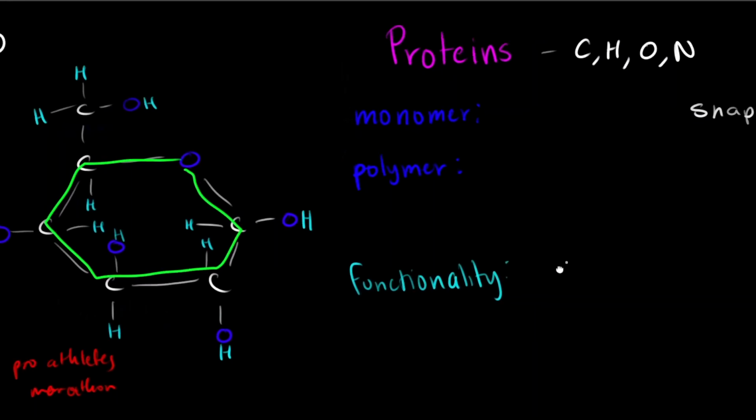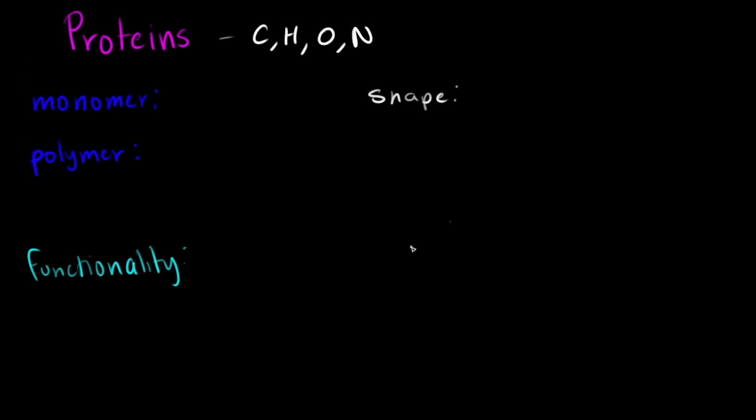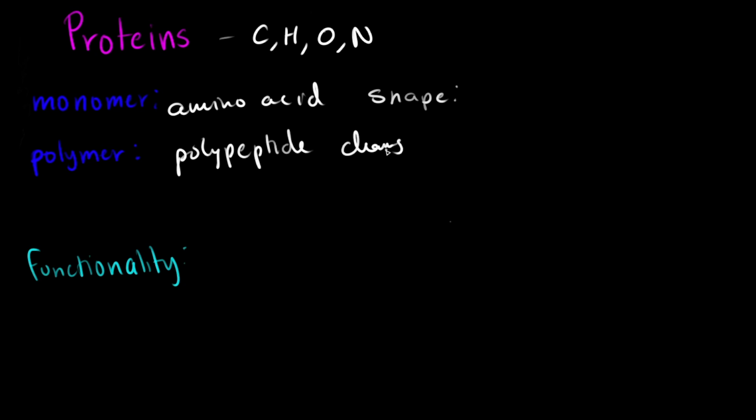Then on to the next biomolecule, proteins. These, on the other hand, contain another element. In addition to carbon, they also contain hydrogen, oxygen, and nitrogen. And its monomer is the amino acid. And the polymer, on the other hand, is a chain of amino acids, which we call polypeptide chains.